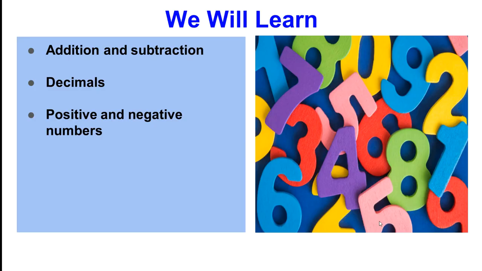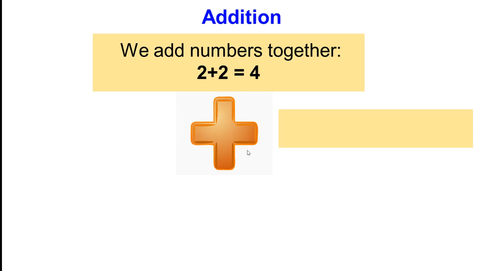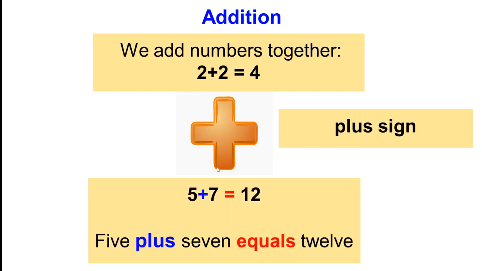In this video, we will learn the following subjects: addition and subtraction, decimals, positive and negative numbers. Let's start with addition. We add numbers together. Here we have an example of an addition. My symbol or my sign for addition is the following, the one in orange, and we call it a plus sign. When adding numbers together, we say 5 plus 7 equals 12.